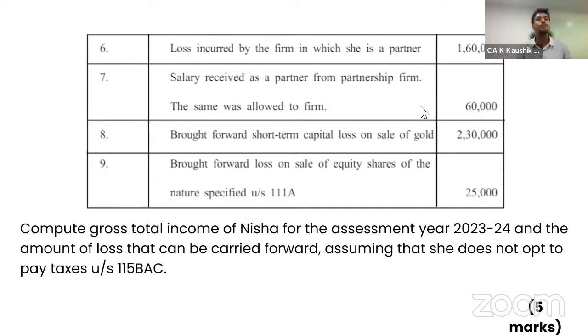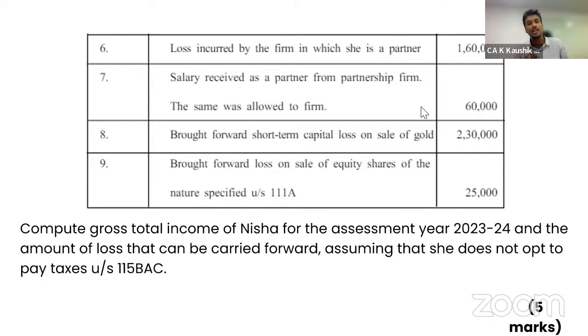Again, loss from business. Salary received as partner from the partnership firm, which was allowed to the firm, is 60,000. This is again business income. Brought forward short-term capital loss on sale of gold is 2,30,000. This is a brought forward loss, not the current year loss. The moment you see brought forward loss, it means that during the year it can be set off only against that head of income. So very straightforwardly it should hit your head.